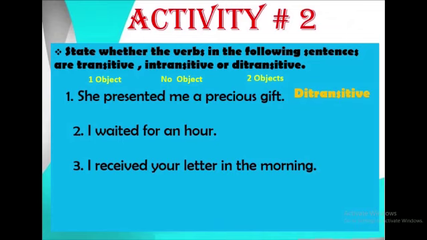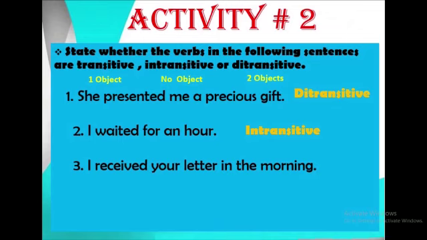Sentence number 2. I waited for an hour. Waited is the verb in this sentence and for an hour is not any sort of object because it is not giving the answer of those questions which are required for an object. So for an hour is giving the answer of how long. So it is not any sort of object. So it is intransitive.